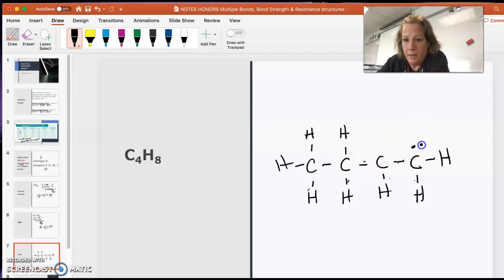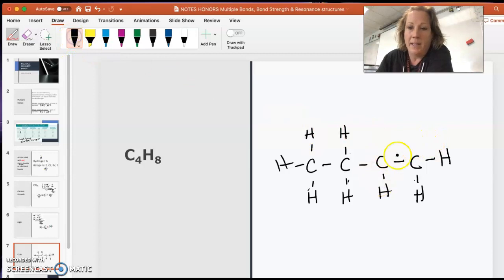If I put them here, this carbon will have 8. This one has 8. This one has 8. This one here only has 6. So the question is, where do I put the 2? If I put them there, or if I put them here, then this one won't have enough. So this is the solution.